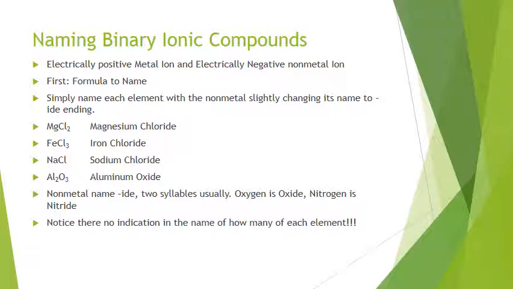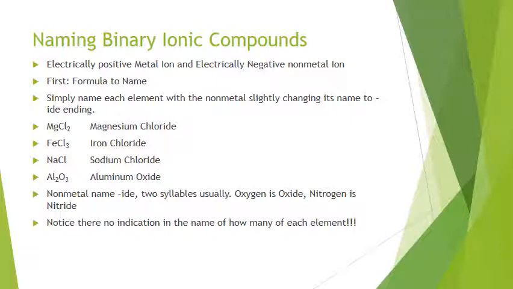So this is MgCl2. To name them, it's simple. You just name what metal is in them, and then what non-metal is in them, and it ends with "ide." So it's going to be magnesium chloride. FeCl3, same thing. You name who's in it. You don't have to tell me how many. So it's iron chloride. NaCl, simply sodium chloride. Al2O3, aluminum oxide.